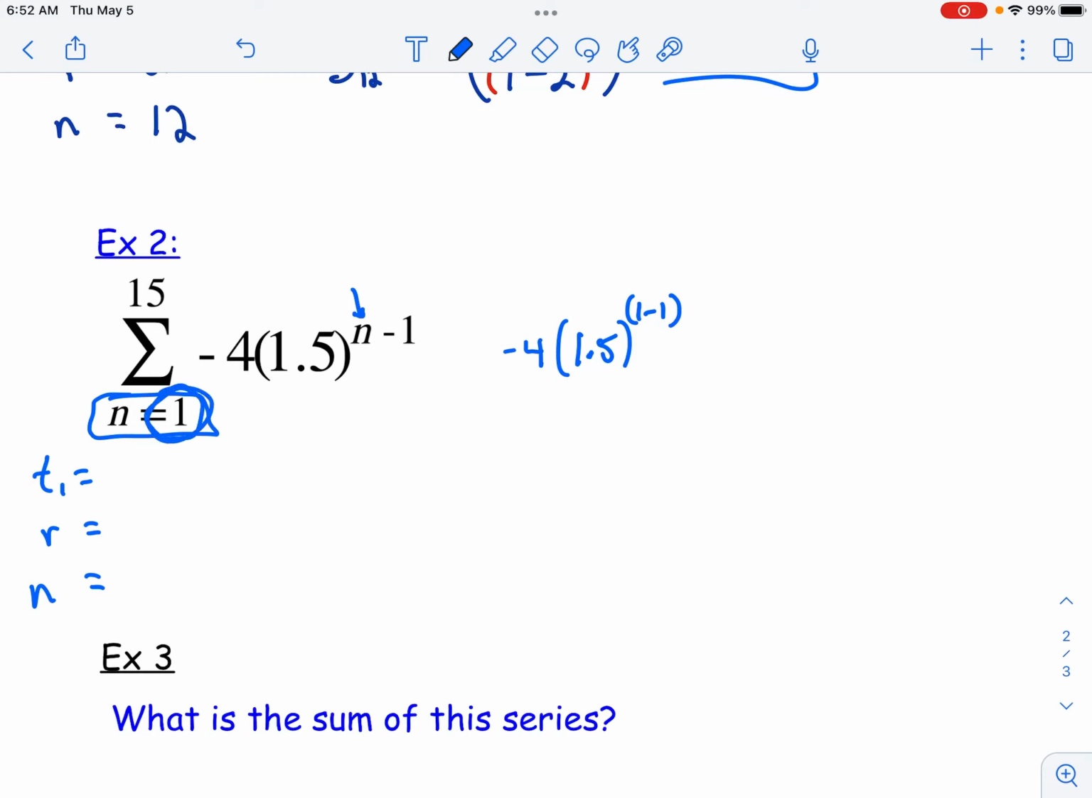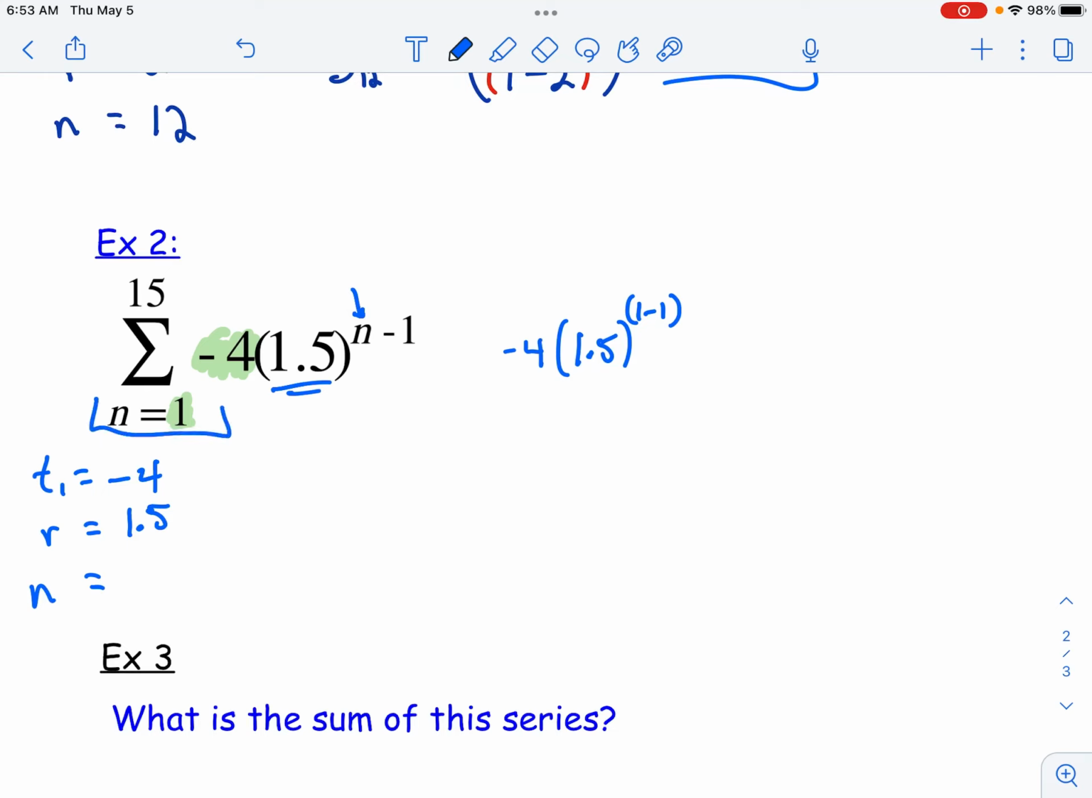Okay, r, what's our common ratio? That is 1.5. That's from the formula there. If you keep plugging in 2, then 3, then 4 into this equation, you'll see that it keeps multiplying by 1.5. And then n, how many terms are there?